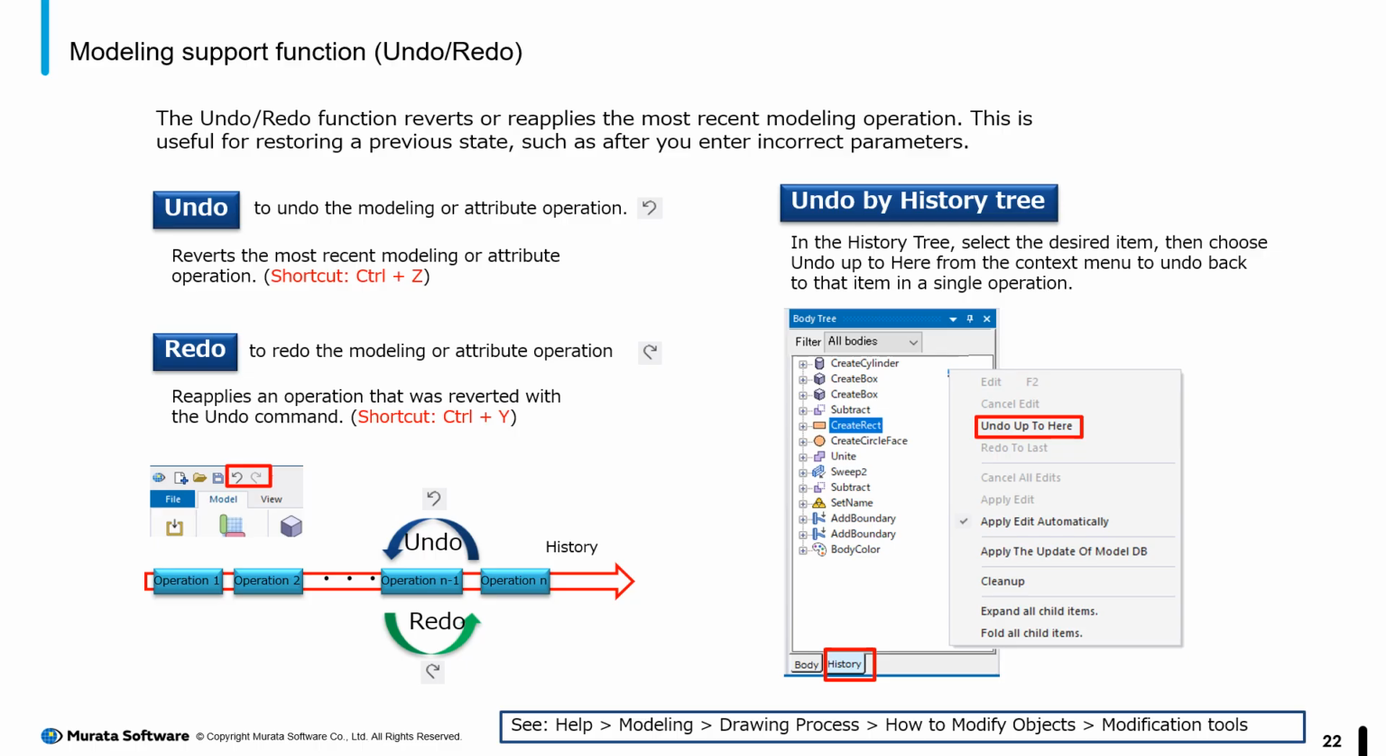When performing undo or redo while the history tree is displayed, you can do so while having an overview of the history of body creation and modifications. The history tree keeps a record of body creation activities, allowing you to quickly undo multiple actions at once or redo all actions up to the end.